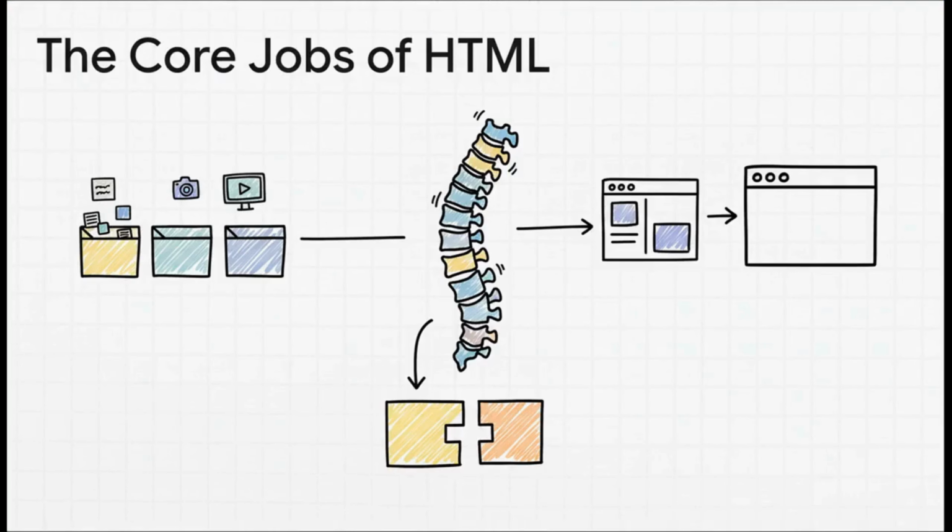So let's just recap. What are HTML's core jobs? Well, first, it builds the skeleton of every single page you visit. Second, it organizes all the raw stuff, the words, the images, into sensible chunks. And third, it hands the browser the master blueprint so it knows how to put everything together.